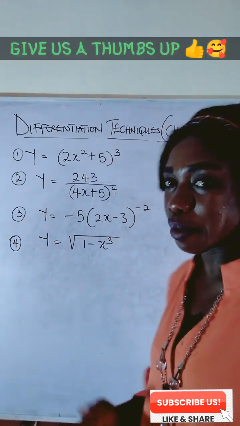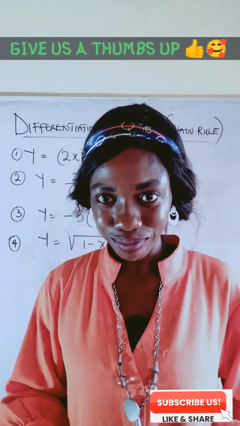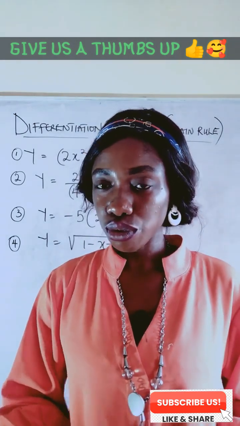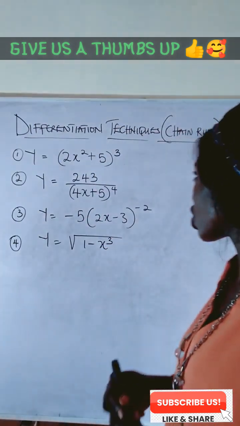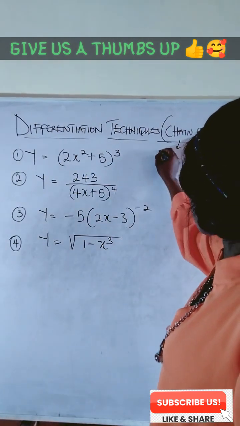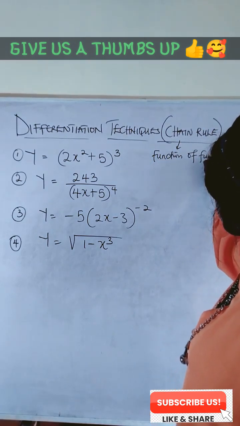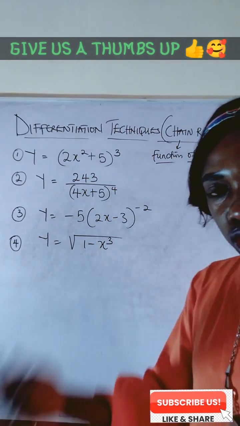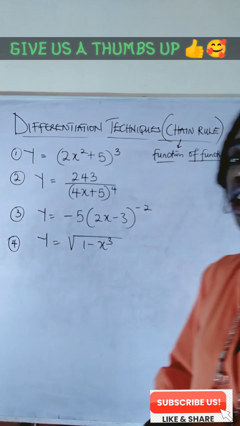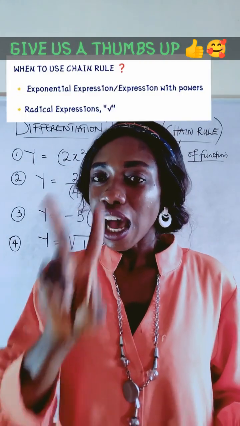Now, what do we mean by chain rule? When do we use chain rule in differentiating? Remember, chain rule can also be said to be the use of a function of a function. That function of a function is also chain rule. And when do we use this chain rule? We use it for two things.